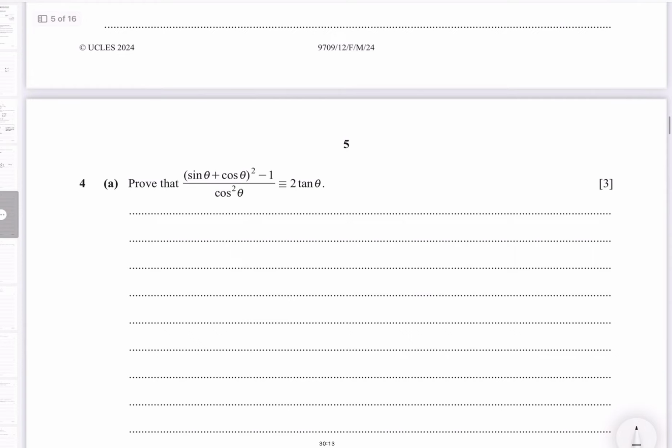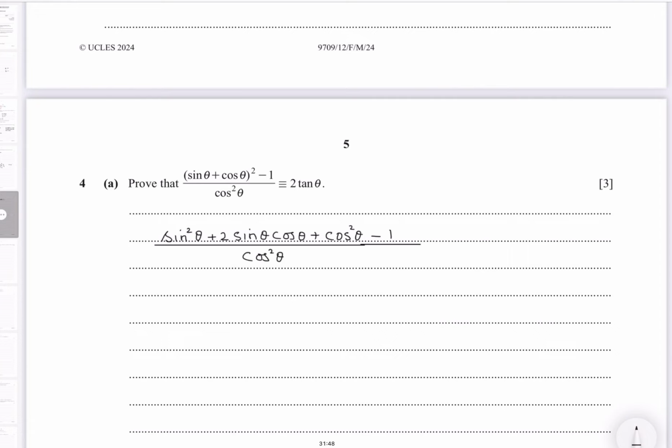Question number 4. Prove that (sine theta plus cos theta) whole square minus 1, over cos square theta, is 2 tan theta. So take the left hand side. The identity you people know already, (a plus b) whole square, how you open it. So this becomes sine square theta plus 2 sine theta cos theta plus cos square theta, minus 1, whole over cos square theta.